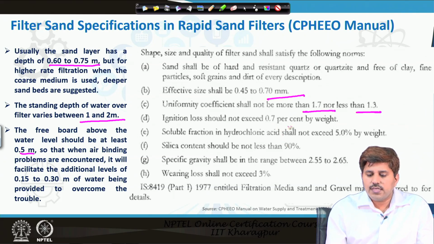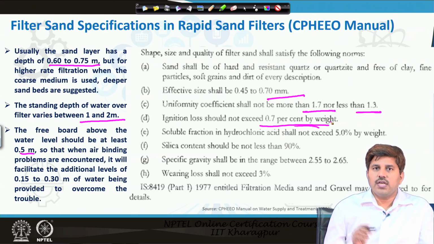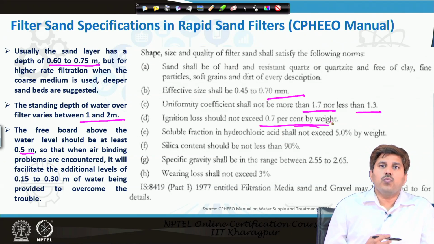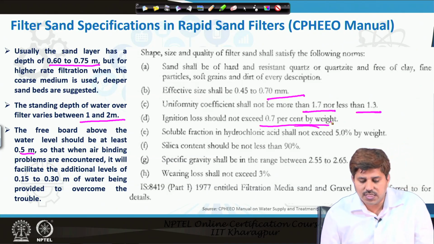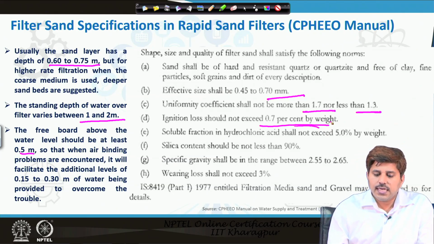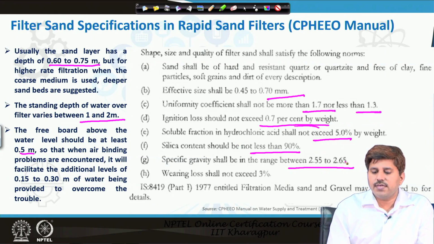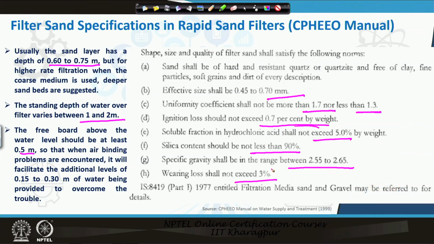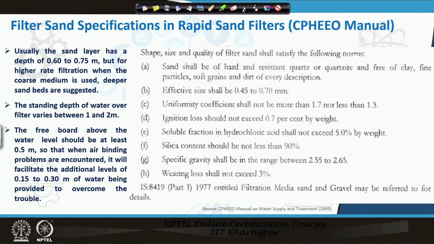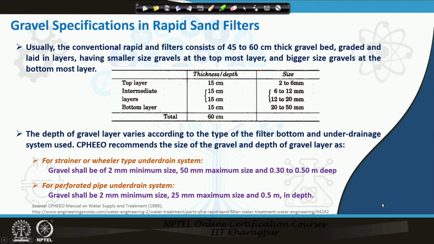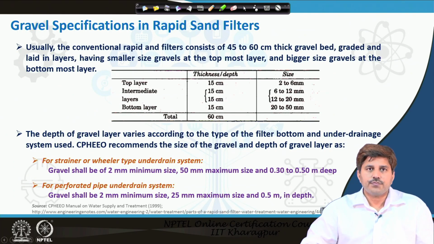Ignition losses should not exceed 0.7% by weight, that means when we are burning the sand, the total weight loss should not be more than 0.7% by weight. Silica content should not be less than 90%, the soluble fraction should not exceed 5% by weight in hydrochloric acid, the specific gravity should be between 2.55 and 2.65, and the wearing losses should not exceed 3%. So, these are the specifications of the sands recommended for use in a rapid gravity filter.